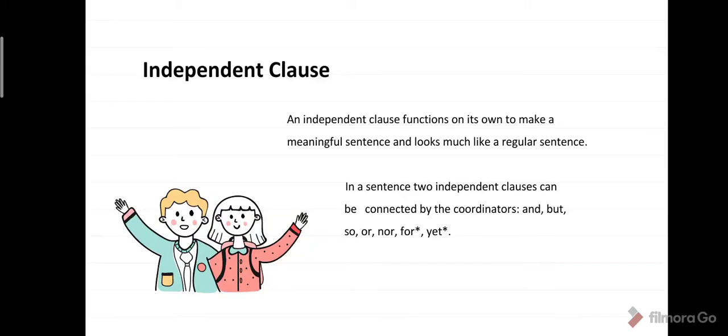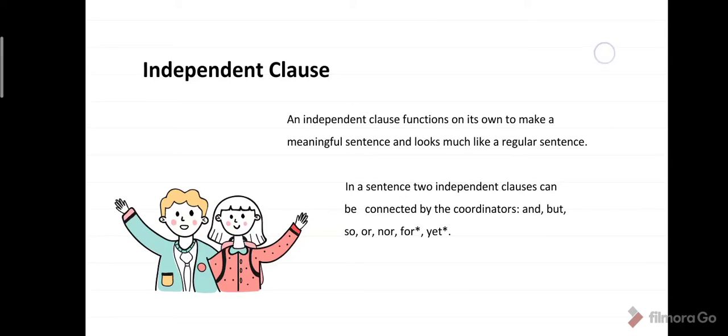Okay, I will explain about independent clause. An independent clause functions on its own to make a meaningful sentence and looks much like a regular sentence. In a sentence, two independent clauses can be connected by the coordinators: and, but, so, or, nor, for, yet.